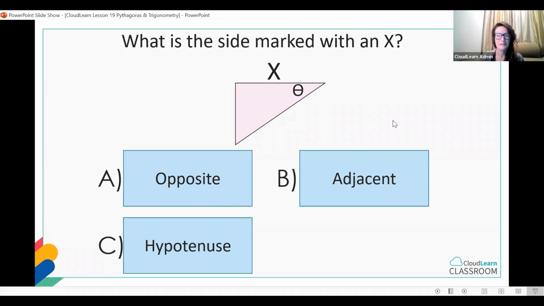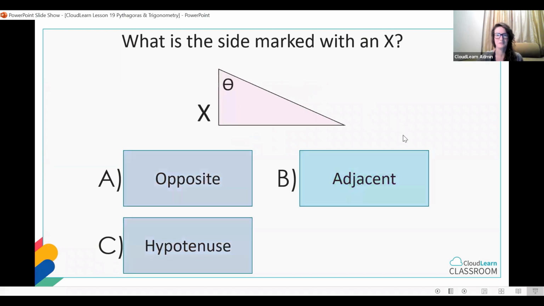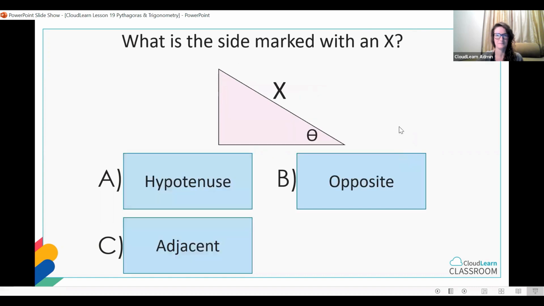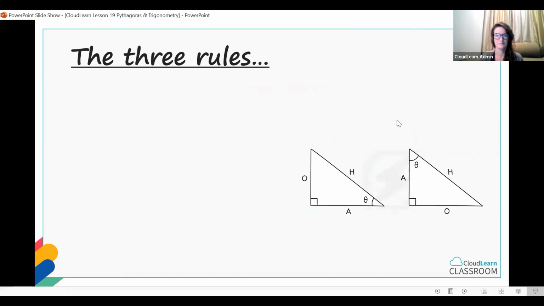So let's move on from those and get some actual maths done. Okay, so there are 3 rules in trigonometry. If we've got a triangle here and we know now how to label our sides, we've got the angles there, and we've labeled the sides with the hypotenuse, the opposite, and the adjacent, or if the angle's up there, we've labeled hypotenuse, adjacent, and opposite.